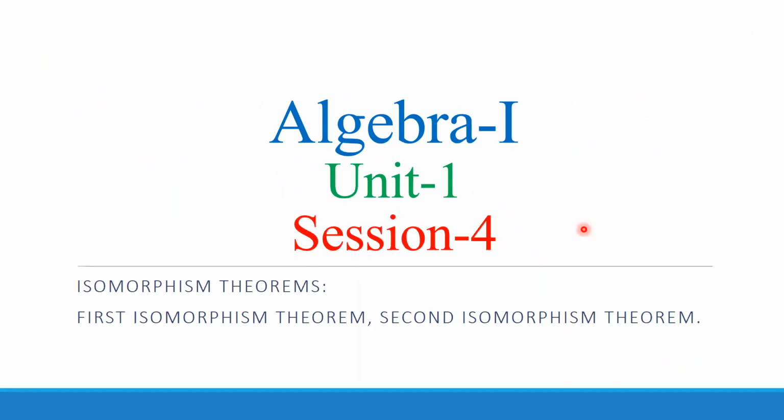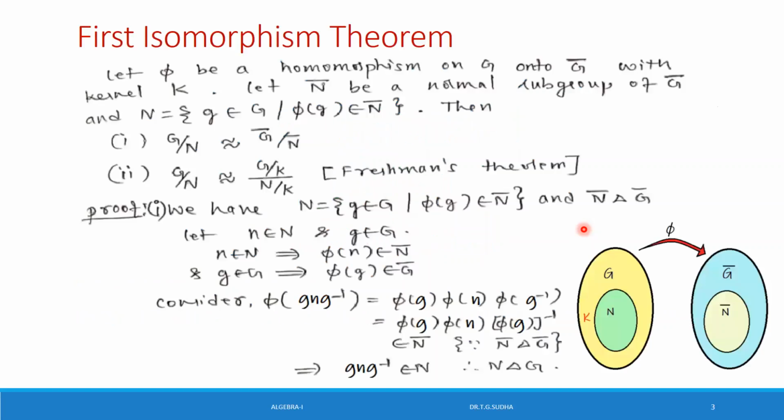In this session of Algebra-I, Unit 1, let us discuss isomorphism theorems. So the first isomorphism theorem is stated as: let phi be a homomorphism from G onto G bar with kernel K. Let N bar be a normal subgroup of G bar and N is equal to the set of all g belonging to G such that phi of g belongs to N bar.